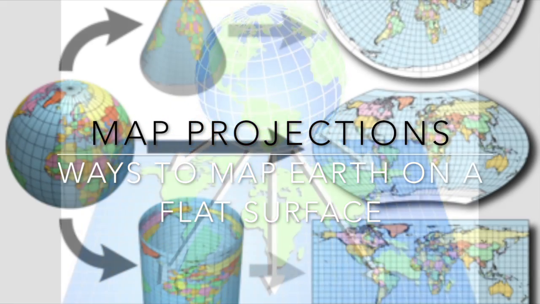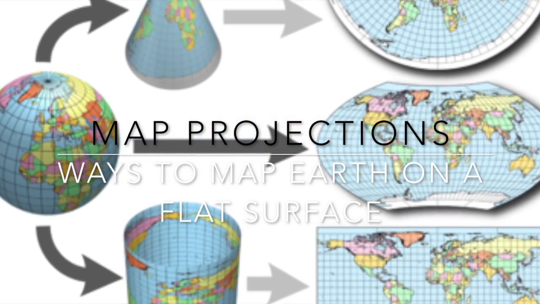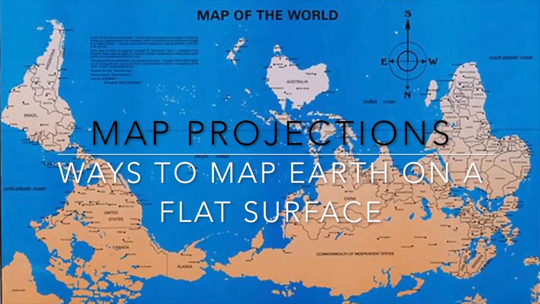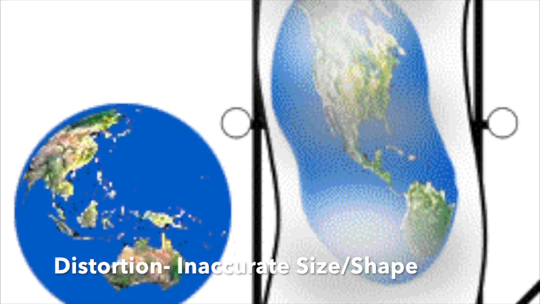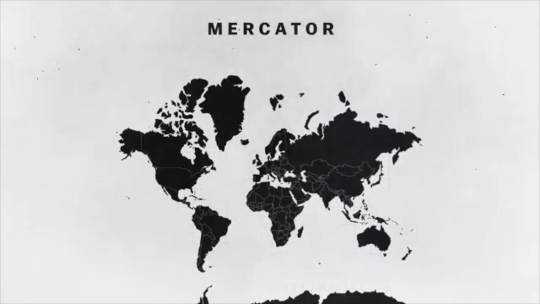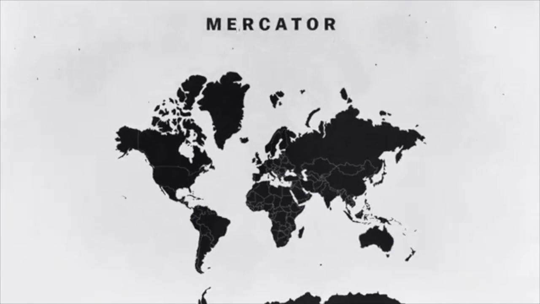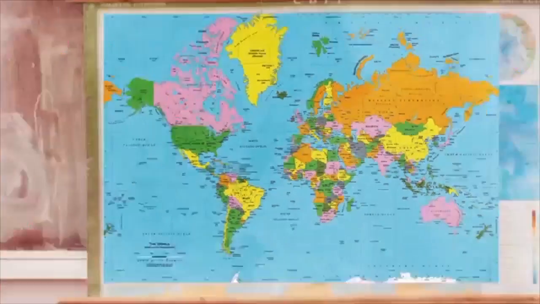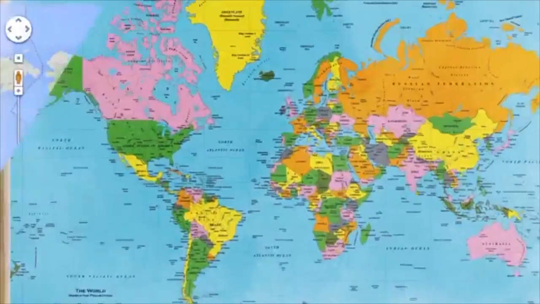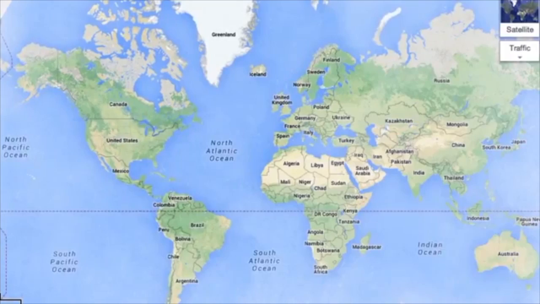Just like the original video showed, there's no way to show the Earth's surface on a flat map or a photograph without ruining the original image. This is called distortion. That is why there are so many map projections, or ways to map Earth on a flat surface, available, and each of them has its own strengths and weaknesses. Let's have a look at a few.